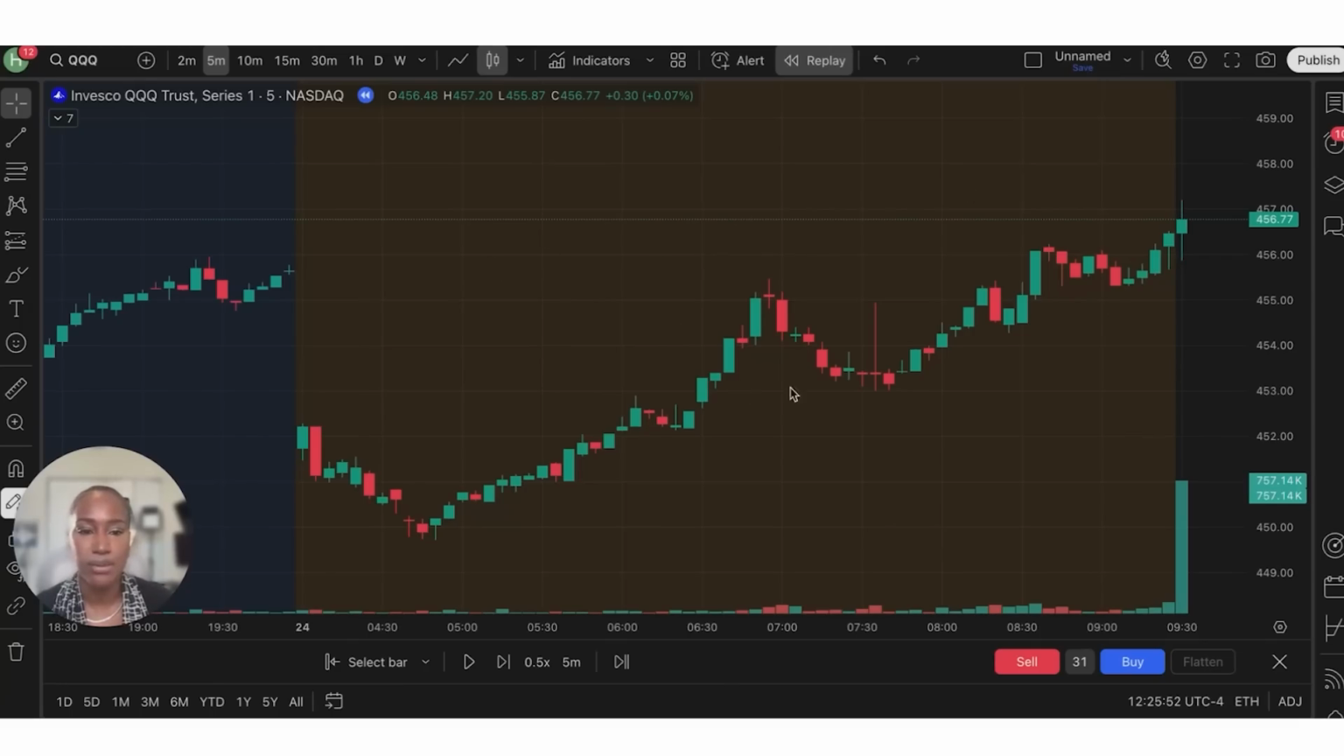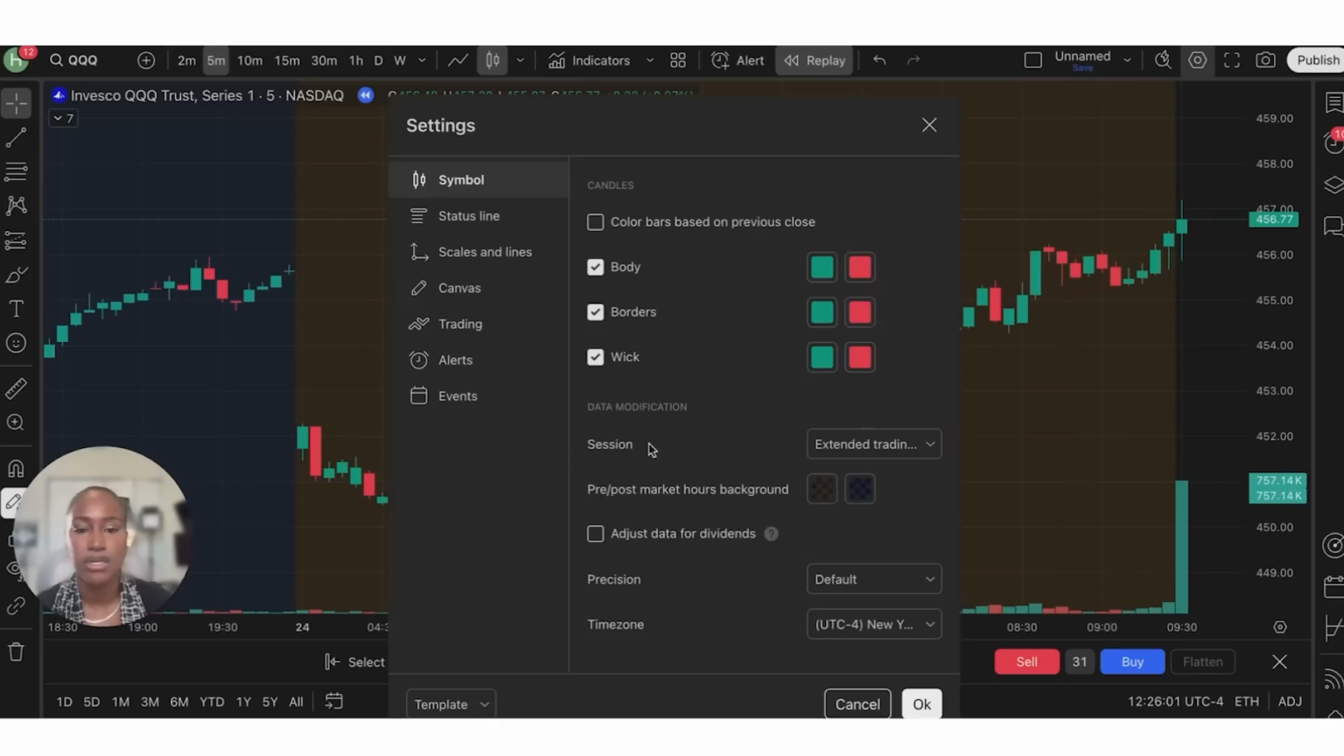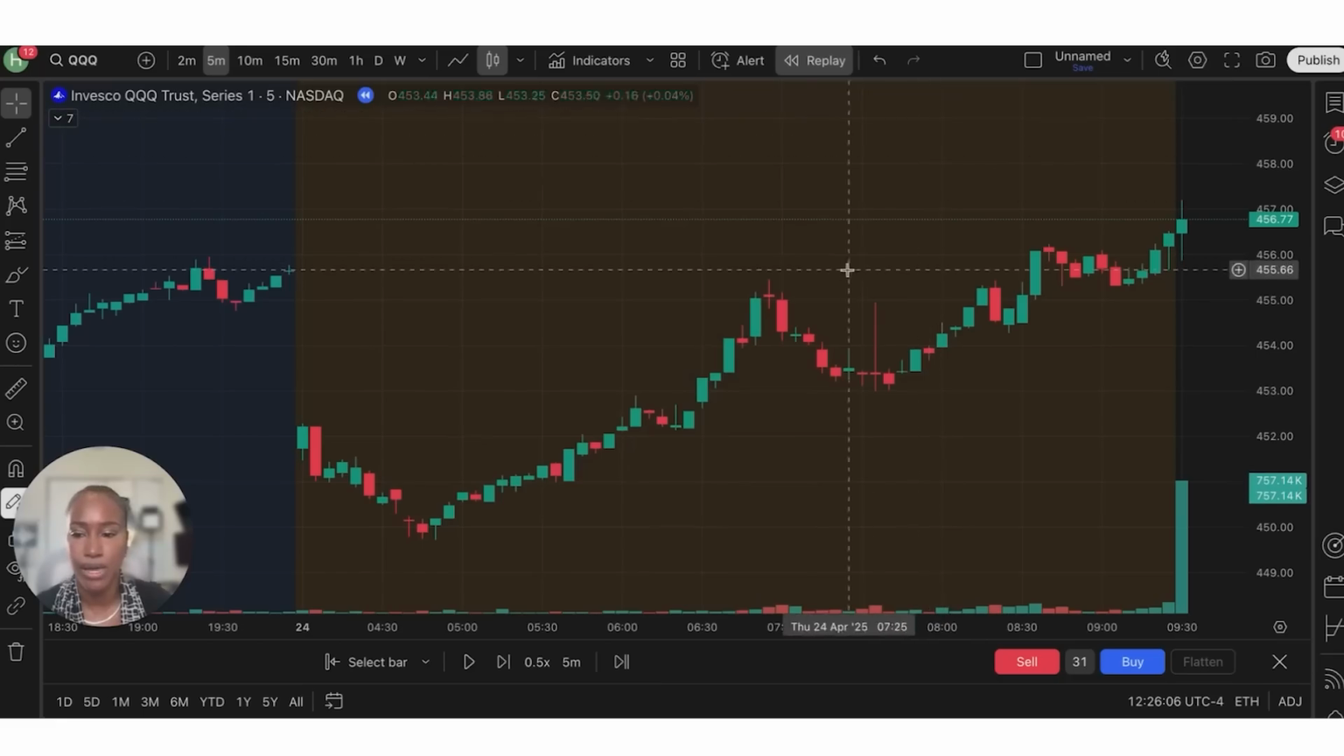This area here, my friends, on my tradingview.com is the pre-market area, right? And you can easily get that on your chart by simply clicking this gear stick here. You see session, you just change the regular hours to extended hours, and boom, you'll have it on your chart.